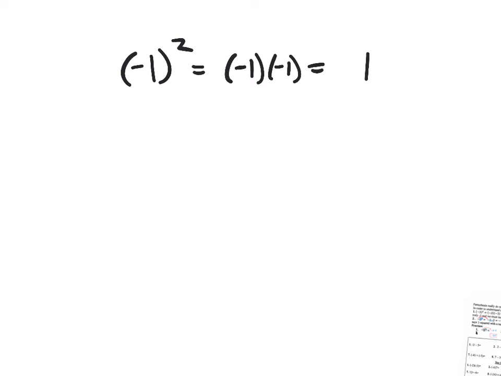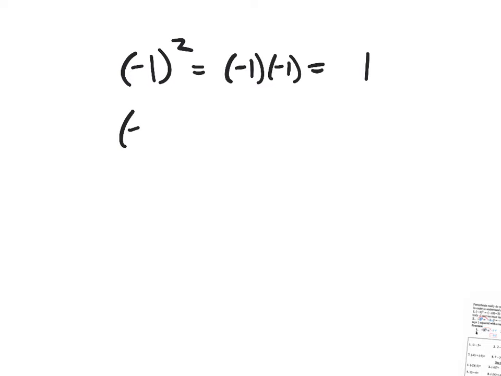But here's what I want to do. What is negative 1 to the second power? And it is in parentheses. Well, in expanded form, it's negative 1 times negative 1, which means that the answer is positive 1, right? A negative times a negative is a positive.